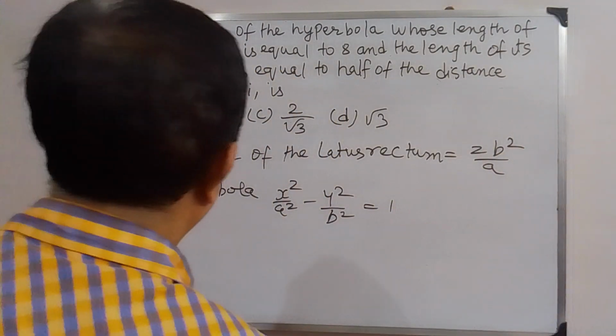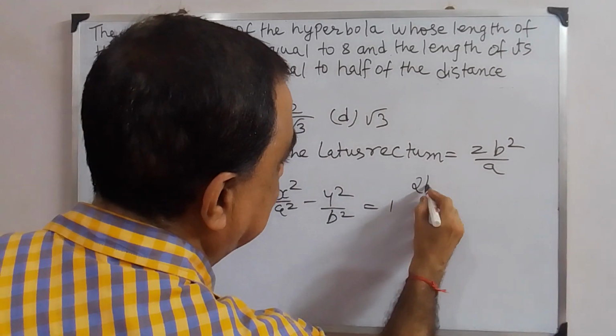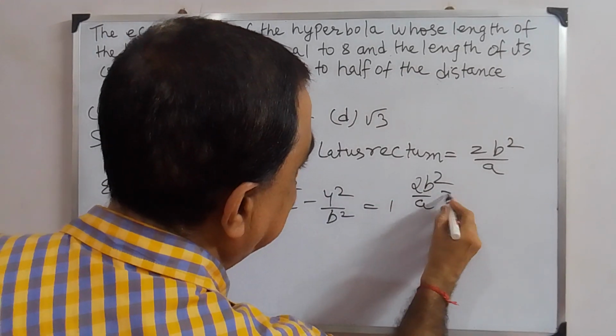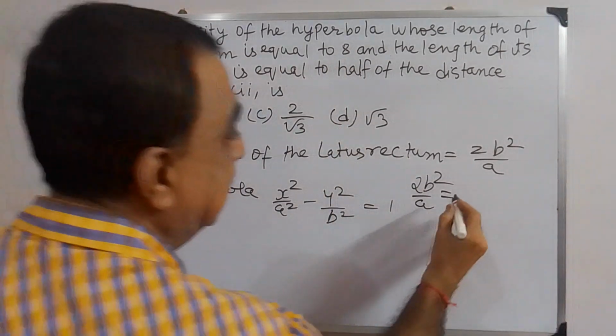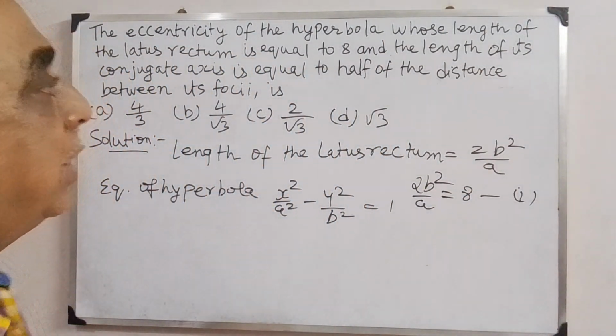According to the question, the length 2b squared by a is given to be 8. So I am writing it as equation number 1.